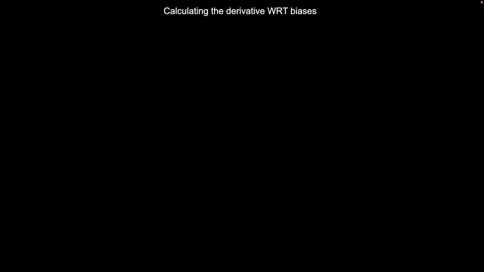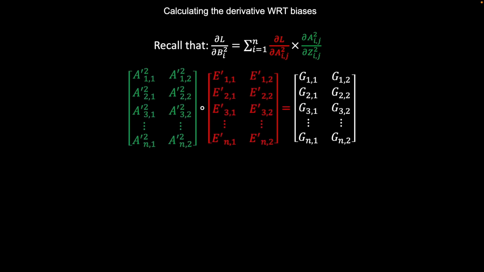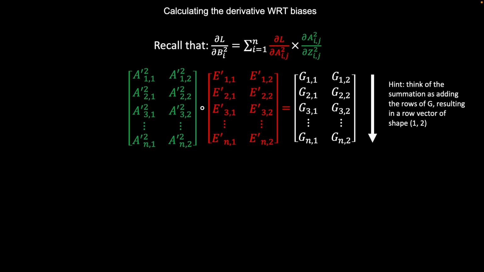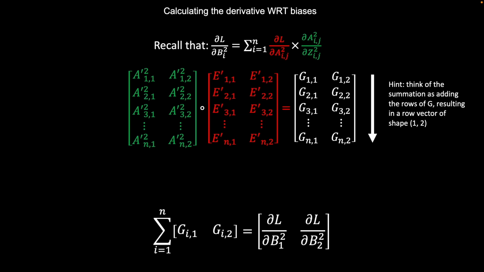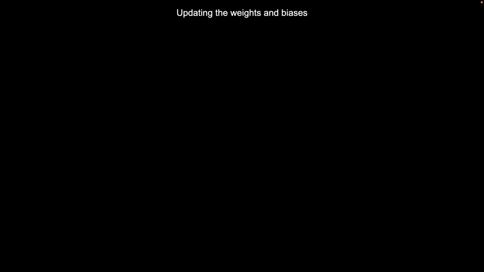Now we can calculate the derivative with respect to the biases. This is simply going to be the sum of the derivative of the loss with respect to z2. So let's take the element-wise product of a2 prime and e prime and call that a matrix G. The derivative of the loss with respect to the biases is simply going to be the sum of G across the first axis. So you can think of this as adding the rows of G, resulting in a row vector of shape 1 by 2. Writing this in summation notation, we get that the derivative of the loss with respect to the second biases is equal to this expression.